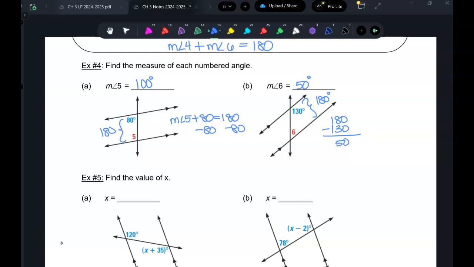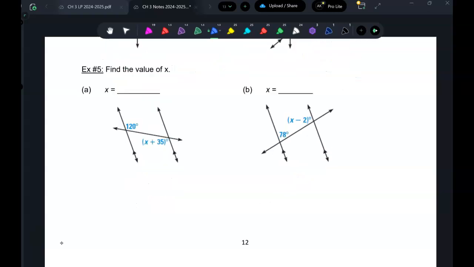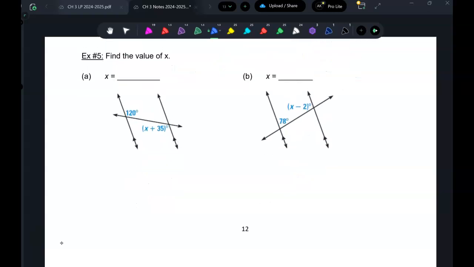Yeah, Aiden. So for x, would it be like x plus 35 plus 120 equals 180? Okay, so this is going to combine all of the different angles. So what I want you to do is figure out what kind of angles we have here. Are they corresponding, alternate interior, alternate exterior, or same side interior? Okay, we did this on the last quiz, so we should know.